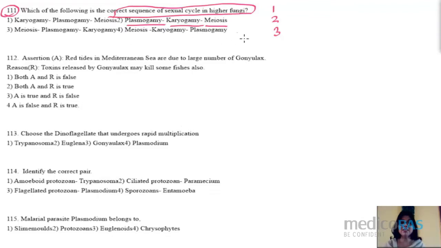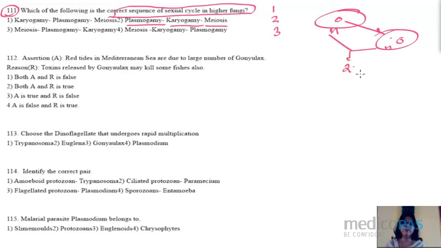So this is the correct sequence. We can see clearly that first the cells fuse their cytoplasm, then they fuse their nuclei, and after that, when the haploid and haploid nuclei fuse, we have a diploid nucleus, and if we go for meiosis, which is a reductional division, I can get back the haploid cells. So this is the correct answer. We can see option 2, right? Now come to question number 112.